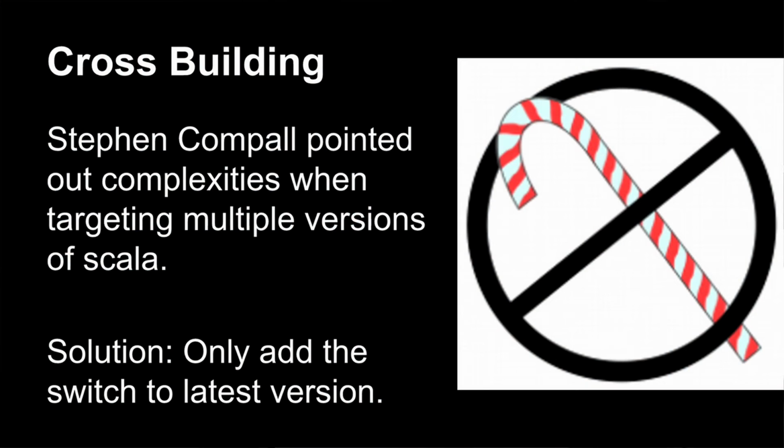One interesting quirk here that Stephen Compall pointed out to me is that if you are a library author and you cross-build for Scala 2.10 and 2.11 and 2.12 to help the community out, this can be a problem because the options for static analysis to scalac are not consistent across all those versions. Well, the solution that somebody pointed out is that you just configure SBT to only apply those switches to the most recent version of Scala and don't worry about it on the other ones.